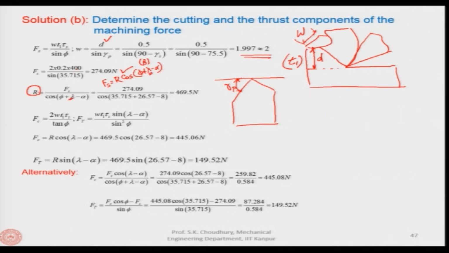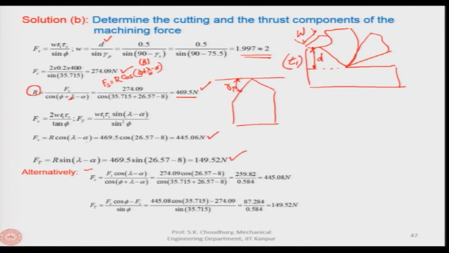Now, from here we can find out what is the resultant force. If we know the resultant force, and from here we know the formulas of the Fc and the Ft, again from the Merchant's, then the Fc can be found out as R into cos of lambda minus alpha. R we found out, lambda we found out 26.57 and alpha is given as 8. So, this is the Fc. Ft will be R of this, and R we found out, lambda we found out, alpha is given. So, it can be found out.